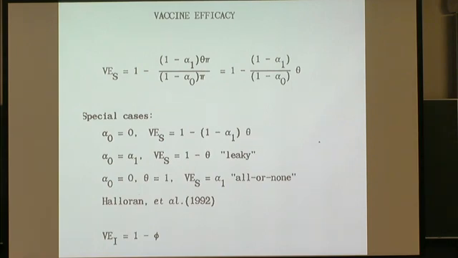And we call this the mixed model. If the vaccine has no effect on all or none protection at all, then the VES is just 1 minus theta, which we call leaky. And if the vaccine only raises the level of all or none protection against infection, but has no partial effect, then the VES is just the proportion who are fully protected among the vaccinated. We call that all or none.